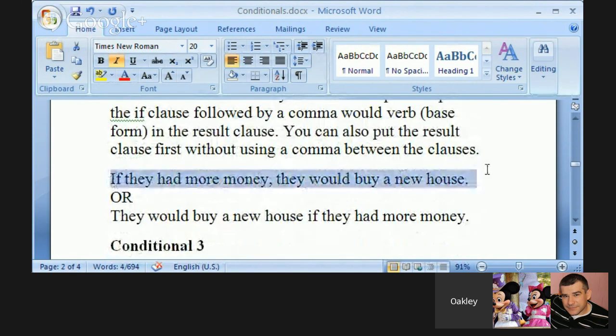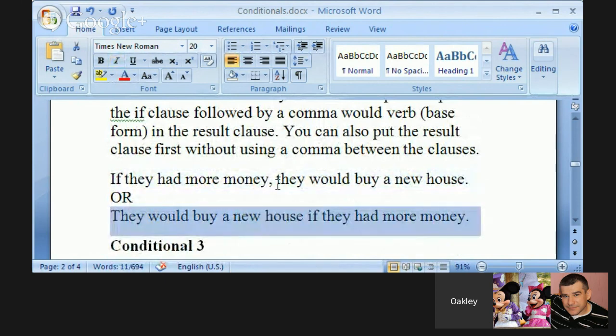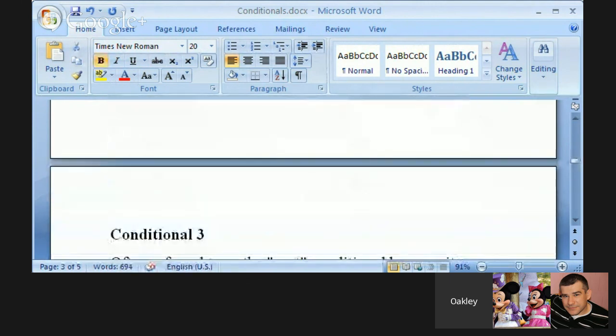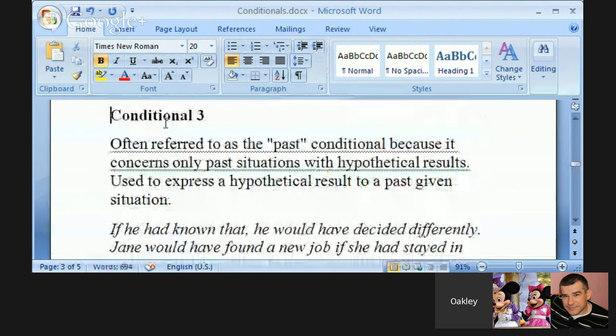Okay, and once again, it's perfectly normal to reverse the clauses. It makes no difference. Okay, now, a little bit trickier conditional is the third conditional, or sometimes called the past conditional, because it only concerns past situations with hypothetical results. So these things didn't actually happen. It's a hypothetical result to a past given situation.